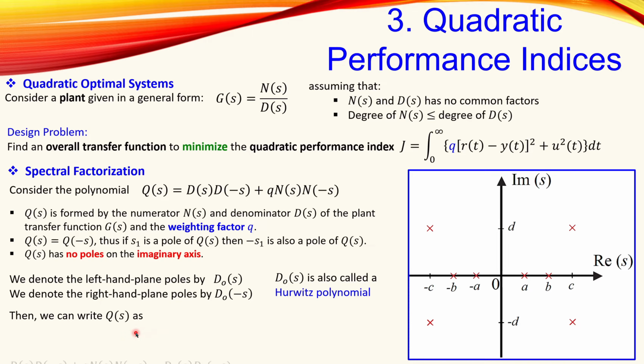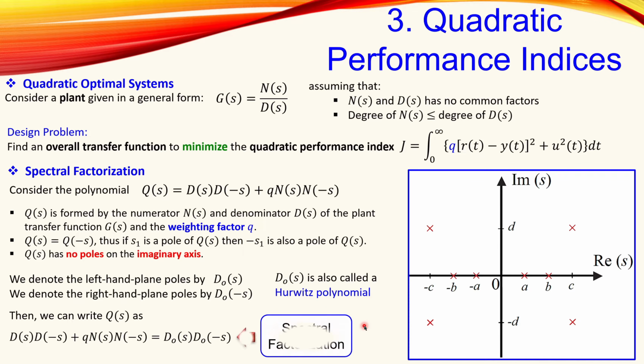Then we can write the Q of s as follows. We can say D(s) times D(-s) plus q times N(s) times N(-s) will be then D0(s) times D0(-s). And this is a very important equation we will use. We won't derive this, we will not prove this is true, we will use it for our discussion. And this is the spectral factorization.